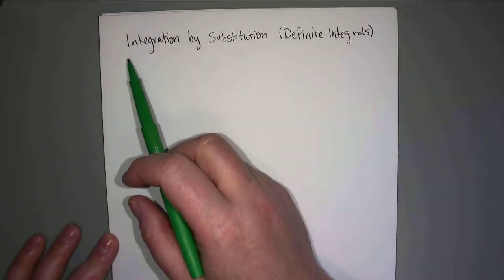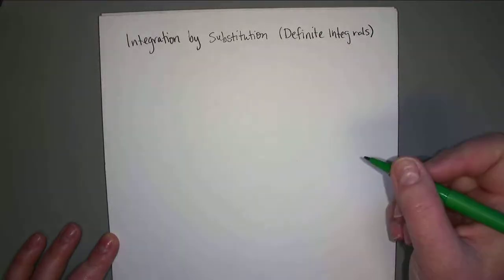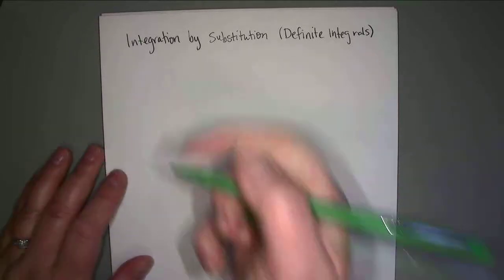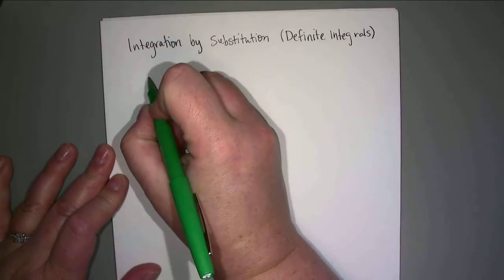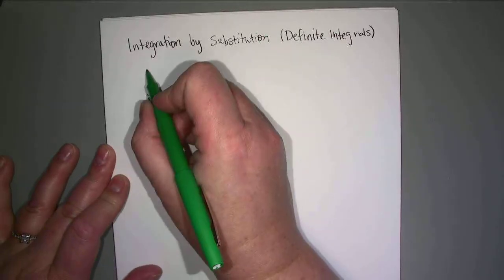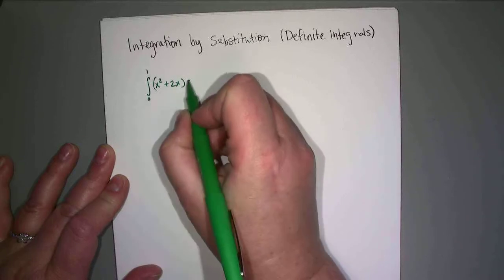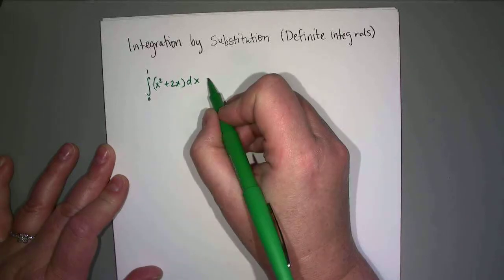So our last video in the integration by substitution is doing a few examples for definite integrals. So with the definite integral, let's just remember just a basic one without substitution first. So say we had the integral from 0 to 1 of x squared plus 2x. We first would integrate.